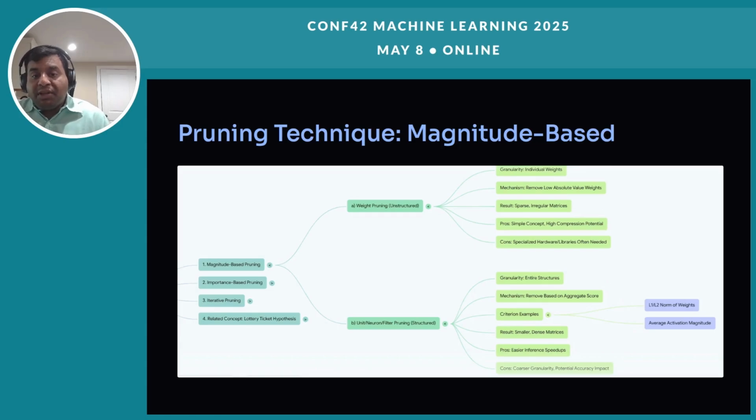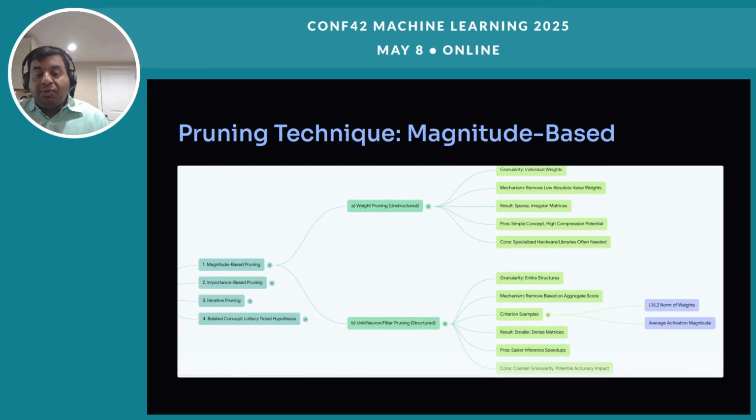Magnitude-based pruning is perhaps the simplest and most common. It operates at the granularity of either individual weights, weight pruning, which is unstructured, or entire units, neurons, or filters, which is structured pruning. For weight pruning, we simply remove weights with the lowest absolute values, closest to zero, assuming they contribute least. For structured pruning, we might remove entire filters based on the sum or average magnitude of their weights.